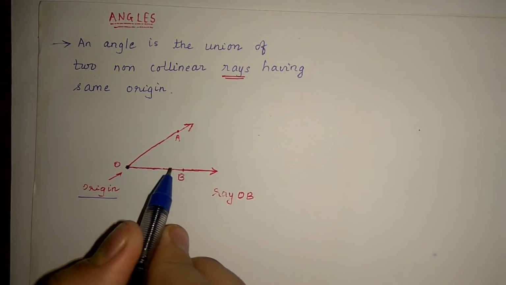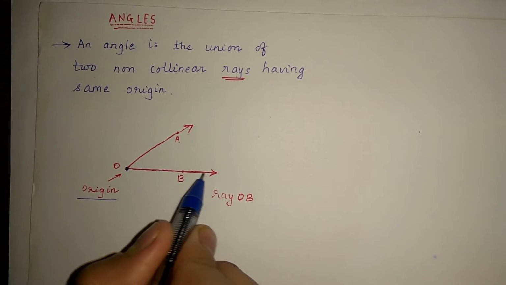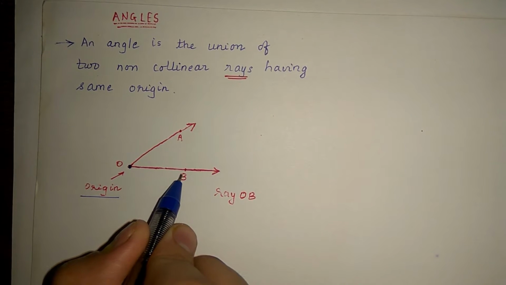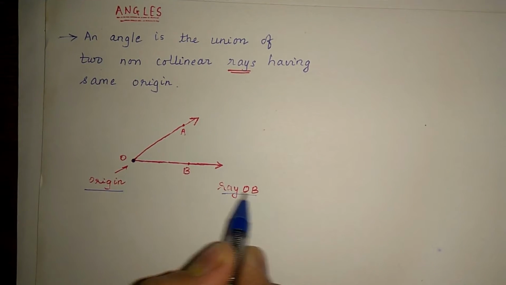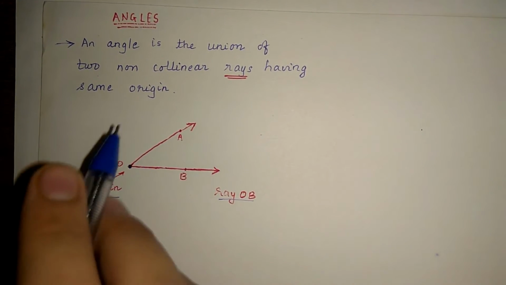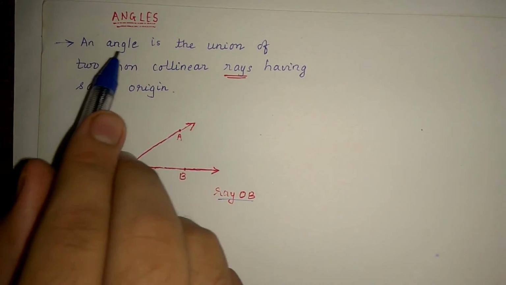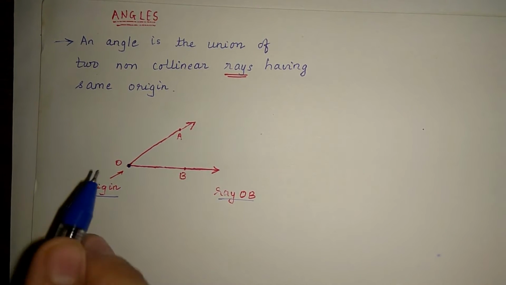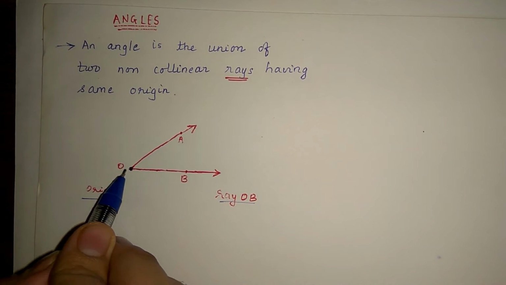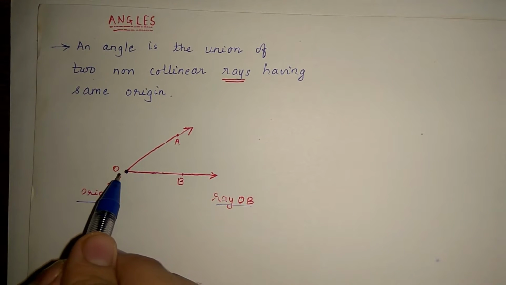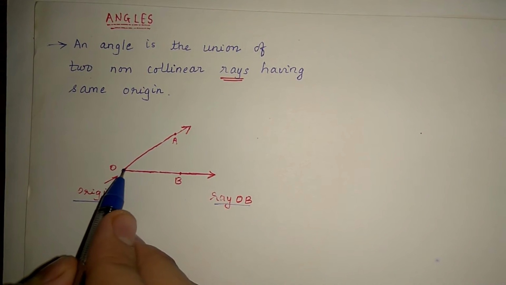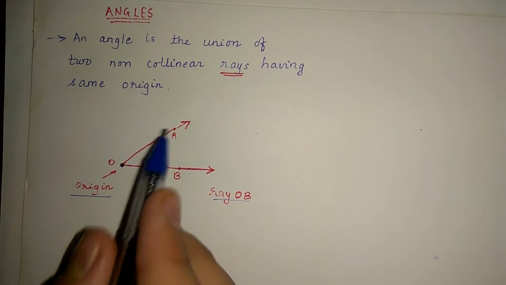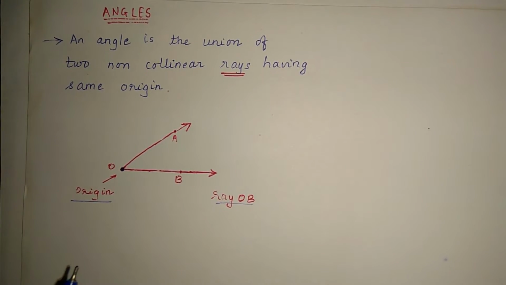To name it, we had mentioned that any point over here can be selected. We are selecting point B, so this is ray OB. So the angle has same origin and two rays. So we are having same origin with one ray as OB, and in any other direction we consider as ray OA. Okay, so this is the concept of angle.